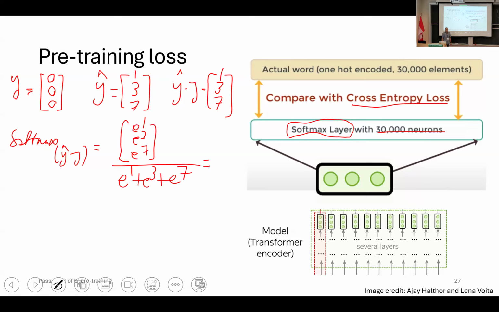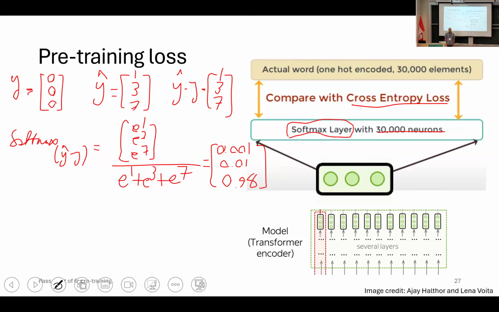So e is 2.7, right? E to the power of 1 would be 2.7. E to the power of 3 would be around 10. E to the power of 7 would be around 3 to the power of 7, so it would be a few thousand. So this will be 0.001, I guess something like this, right?